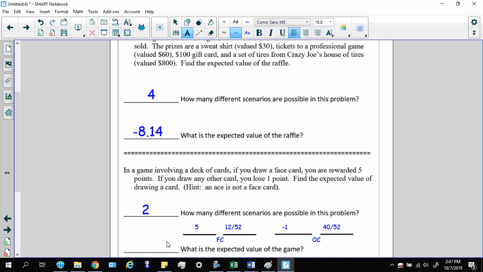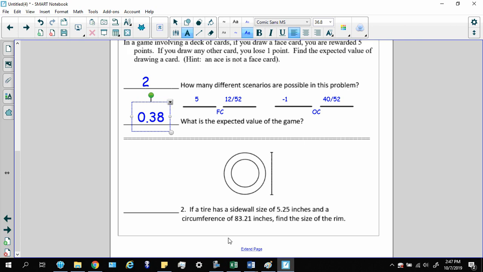So what is the expected value? 5 times 12 divided by 52 minus 1 times 40 divided by 52. That means the game is in your favor. It's not very pretty, but your answer rounded is 0.38. So you get basically 0.38 of a point. So believe it or not, it's in your favor.